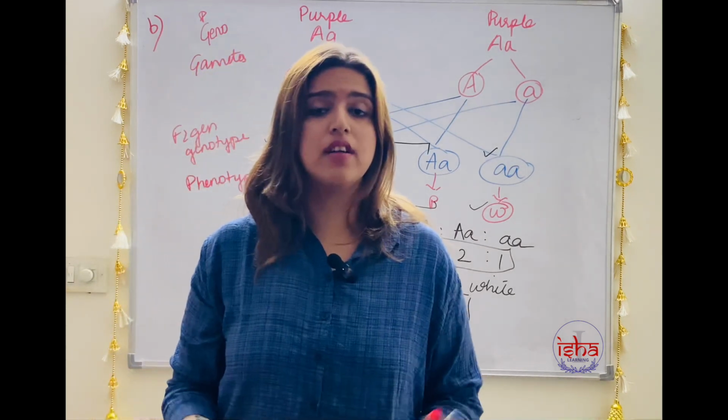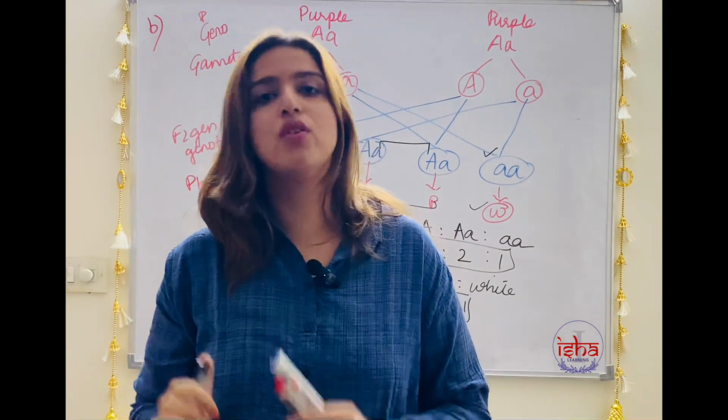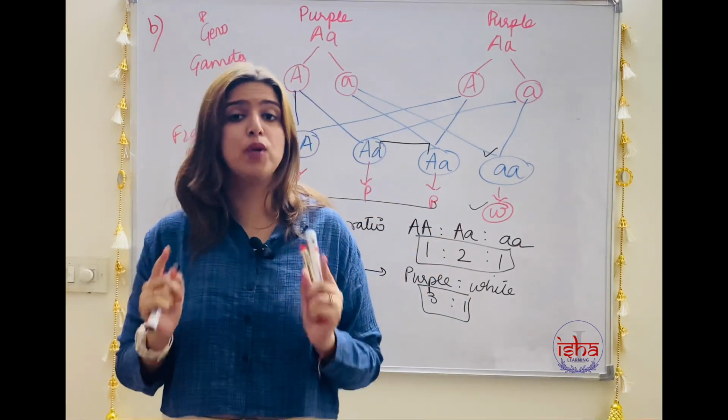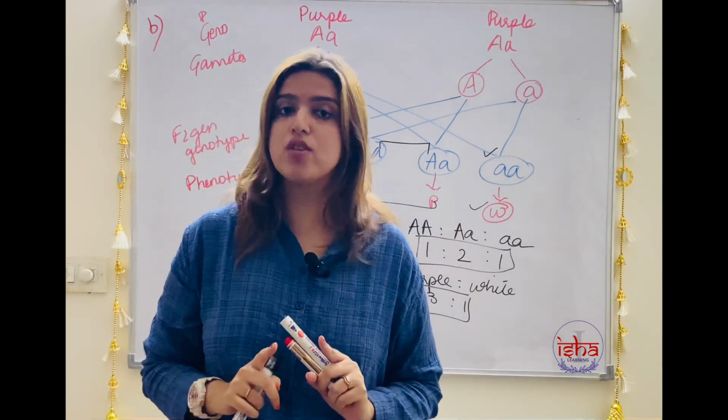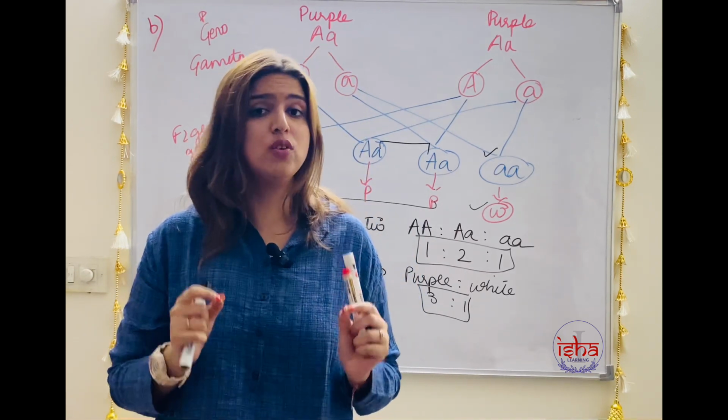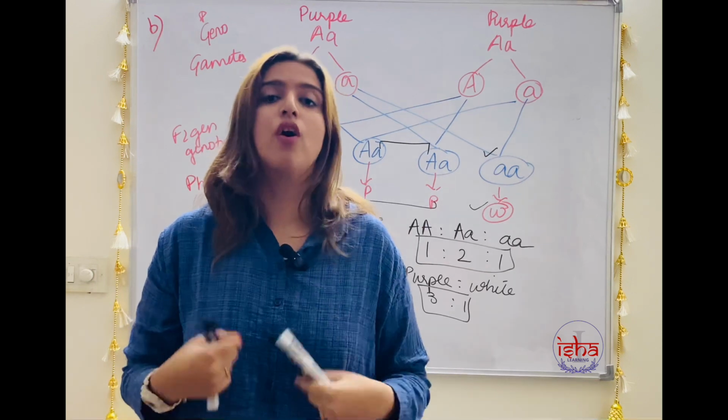The next numerical is going to be a slight deviation of this. What we are going to do is we're not going to take parents that are pure breeding. They're going to be heterozygous. Let's say if the genotype is going to remain the same, the phenotype ratio is going to remain the same or is going to vary.